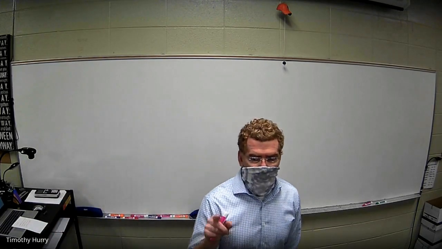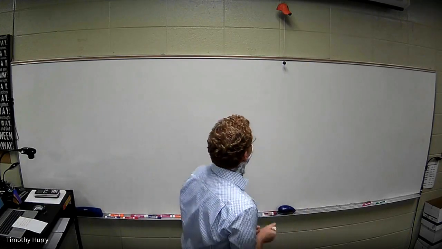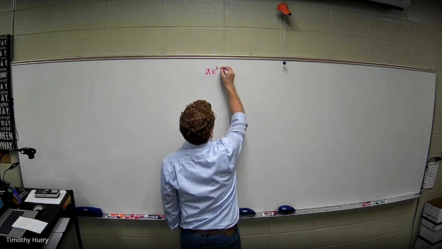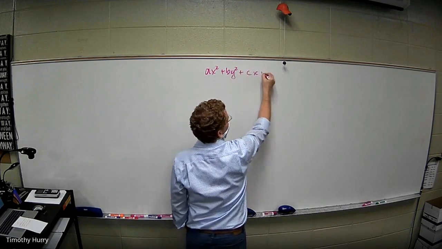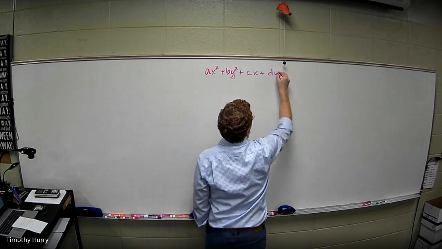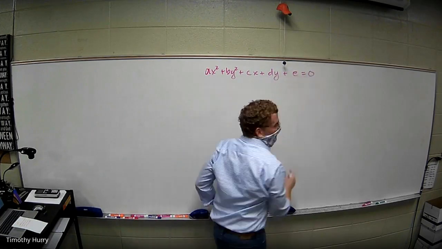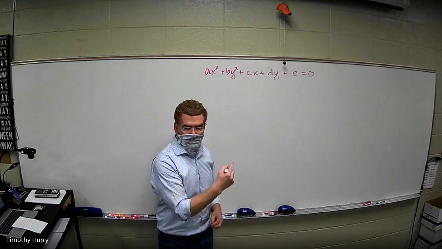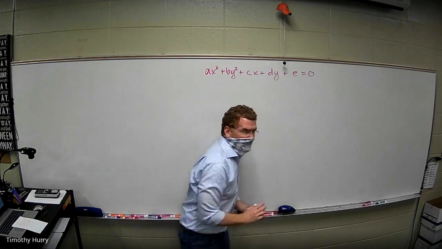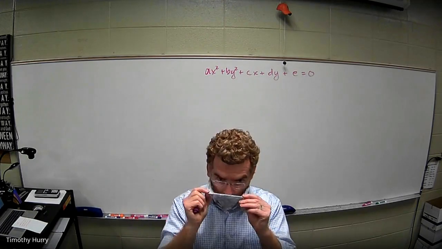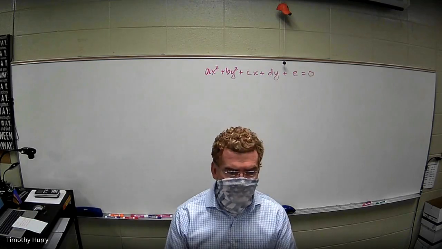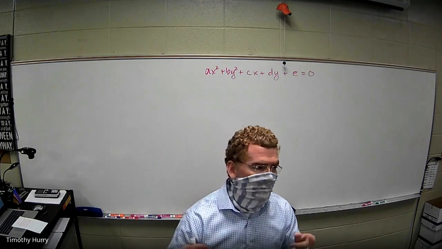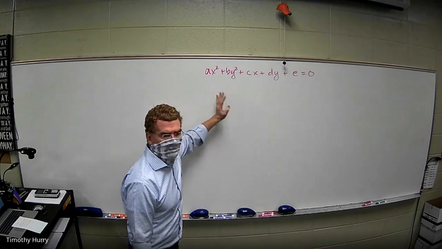What I need you guys to be able to do is, anytime you are given something in ax squared plus by squared plus cx plus dy plus e form, you need to be able to have an educated guess about what you think the graph looks like. And if you have an educated guess, you need to be able to turn it into a conic of that form. You should have a pretty good idea just by looking at it. So I'm going to run through some examples.